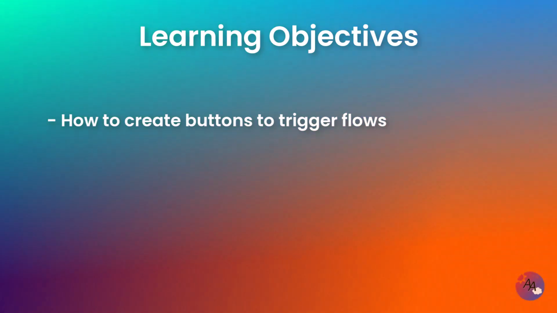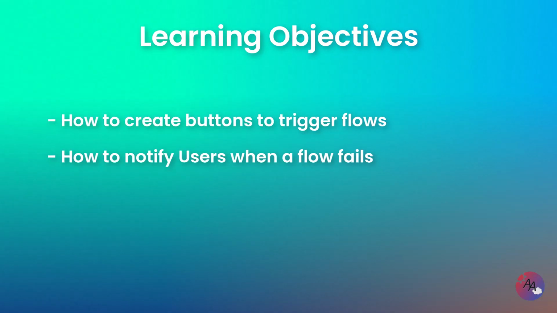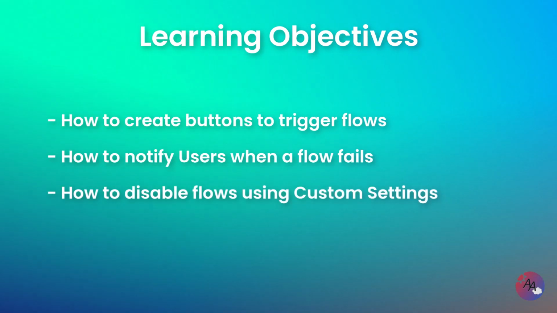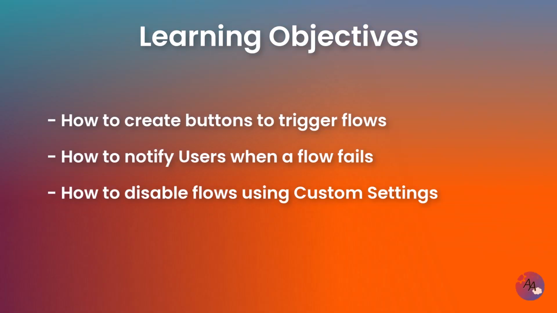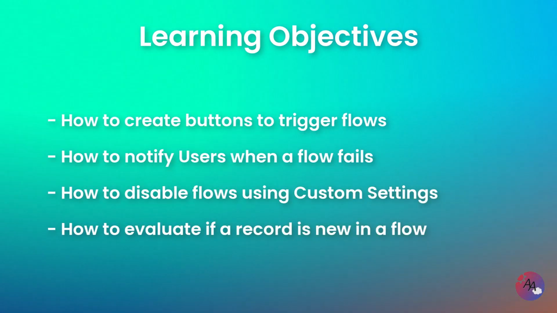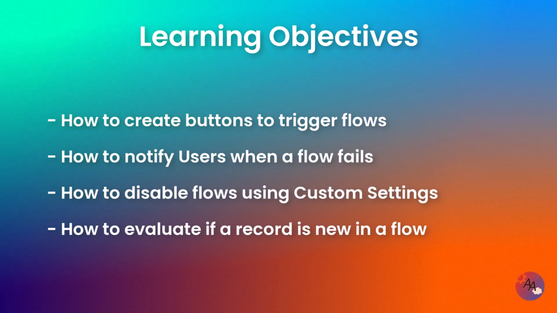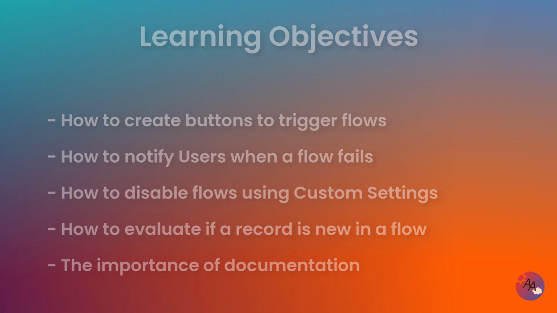In our final video of the series, we'll go over tips and tricks not covered in the previous videos. These topics will cover functionalities related to flows, such as triggering from a button, as well as steps to take to make our flows more effective. By the end of this video, we'll learn how to create buttons to trigger our flows, how to notify users when a flow fails, how to disable flows using custom settings, how to evaluate if a record is new in a flow, and the importance of documentation.